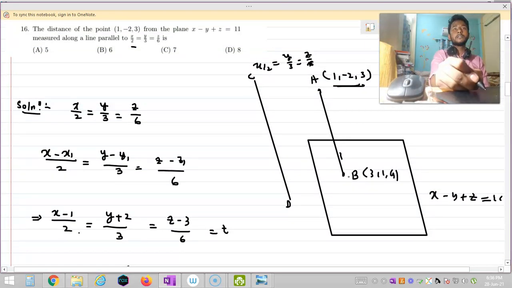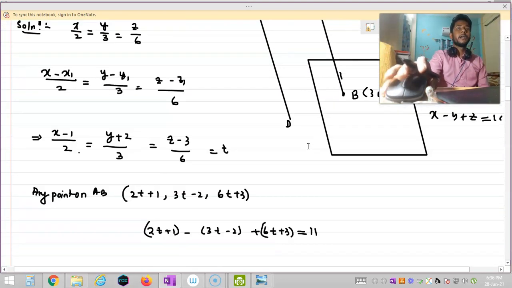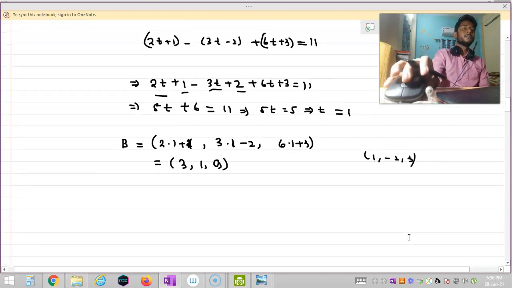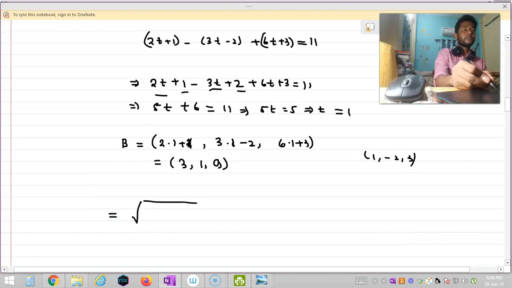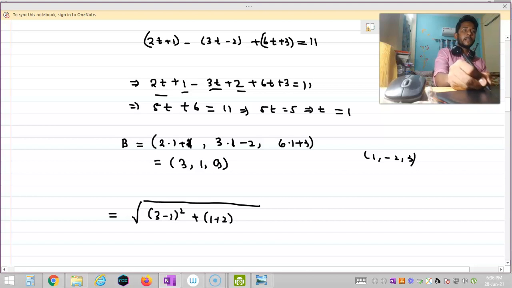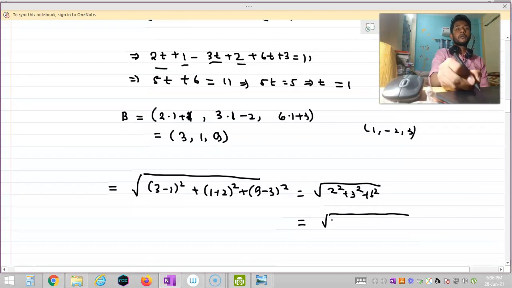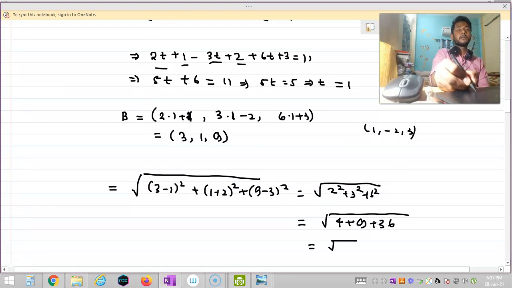Now we just need to find the distance AB. It is very easy, as the coordinate of A is (1, minus 2, 3). So the distance is the square root of (3 minus 1) square plus (1 minus (minus 2)) square plus (9 minus 3) square. So this is equal to 2 square plus 3 square plus 6 square, that is 4 plus 9 plus 36, which is 49, and root over 49 is equal to 7.